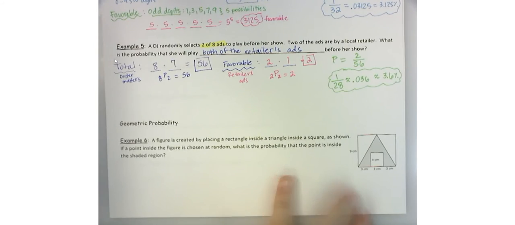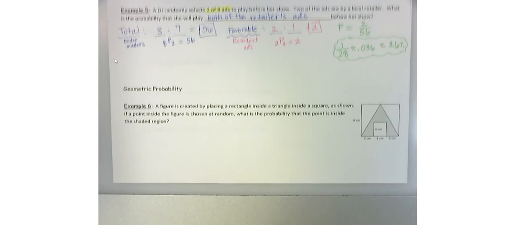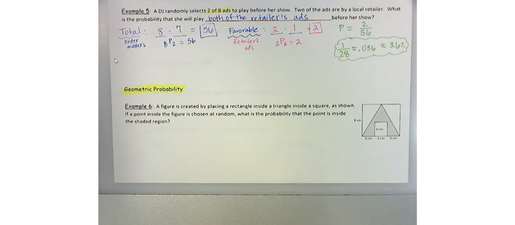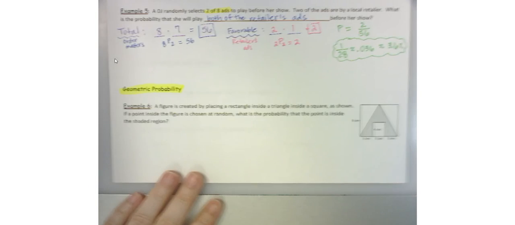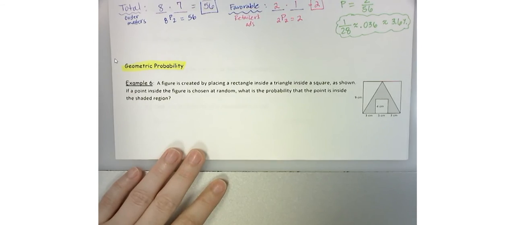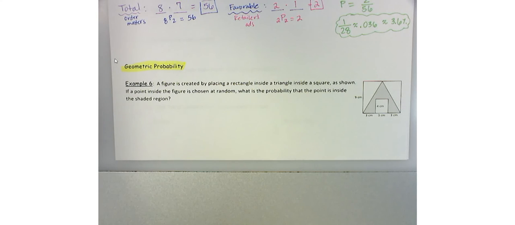Right, so a figure is created, we have it right here, by placing a rectangle inside of a triangle inside of a square, and that is shown. If a point inside this entire figure is chosen at random, what is the probability that the point is inside the shaded region? Okay, this is like throwing a dart at a dartboard. It's just our dartboard is a rectangle inside of a triangle inside of a square. The shaded region, can you guys see that pretty clearly on your copy?